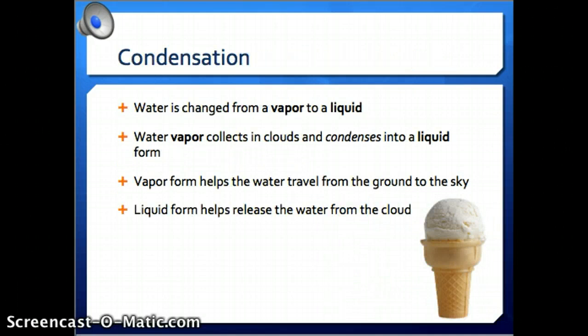Condensation is the process in which the gas turns into a liquid. This is the first important transition because it can only occur up in the clouds. Water vapor collects in clouds and condenses into a liquid form. The gas state allows for the water to rise up to the clouds, and the liquid state allows the cloud to become heavy enough to release the water molecules.